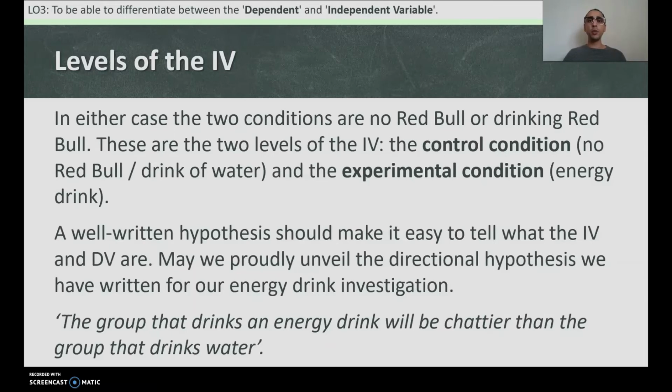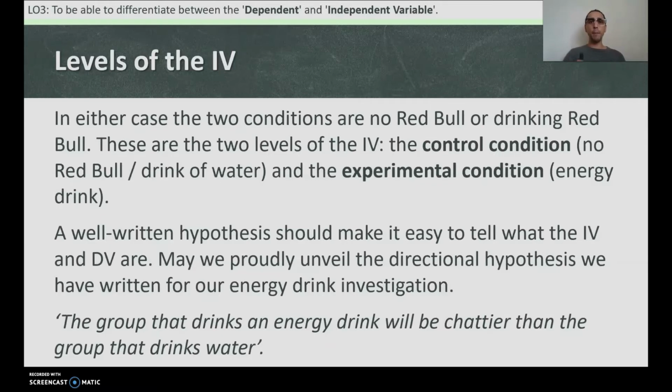So there are two levels of the independent variable. You've got the control group, which is the no Red Bull group, the drink of water group, right? And the experimental condition, which is the energy drink. This might be a drug. If you were testing a drug, you would give half the participants the actual active ingredient drug, and you would give the other half participants a placebo, a fake drug, a Smartie if you want. And then you're comparing the two, right? So we've got a control condition, which is the placebo, and an experimental condition, which is the real drug. Same here, we've got the experimental condition, which is the energy drink, and the control condition, which is just a drink of water or no Red Bull.